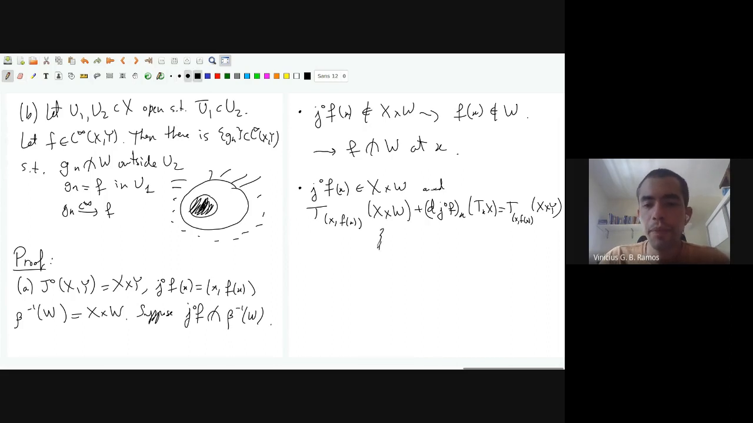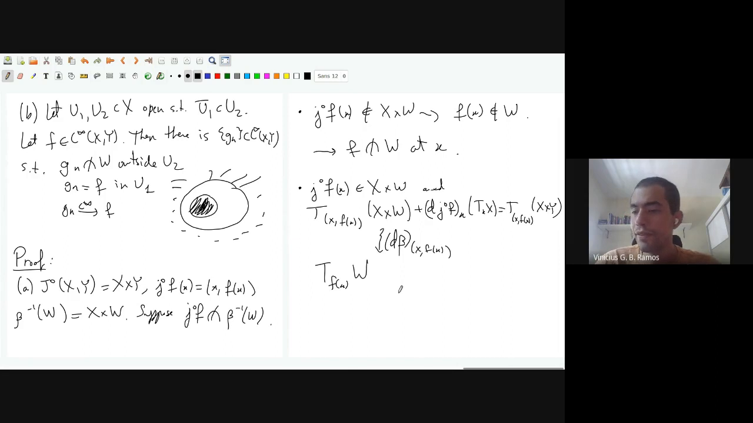We have to apply d beta. So we just basically apply the derivative of the projection at x and f of x. Because this is just x times w, the pre-image of w, when you apply d beta, what you get is the tangent space of y at the point f of x, because it's just a projection.